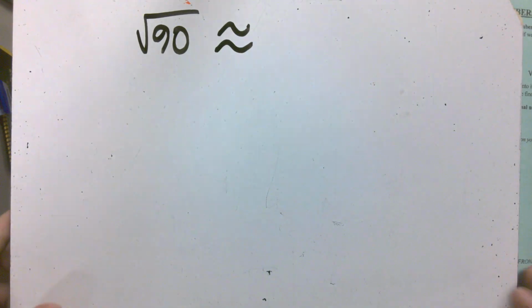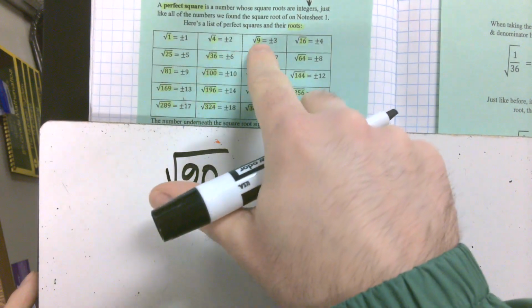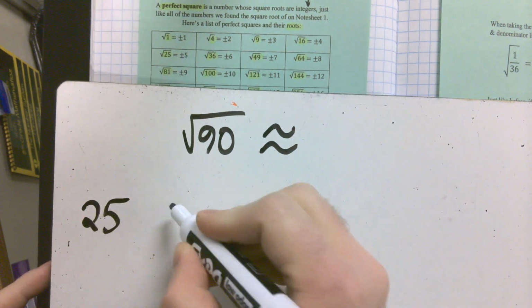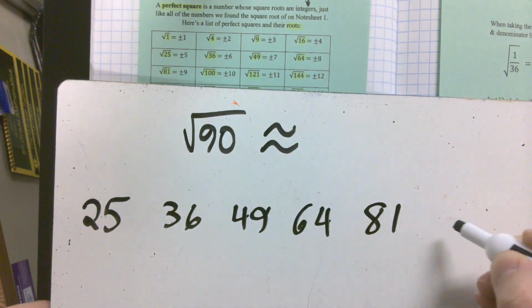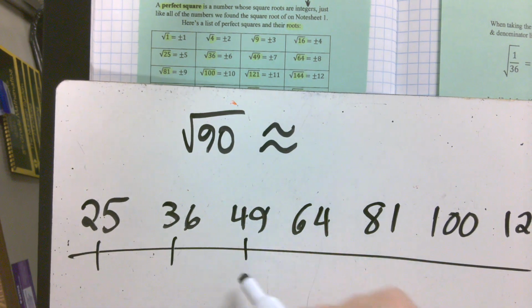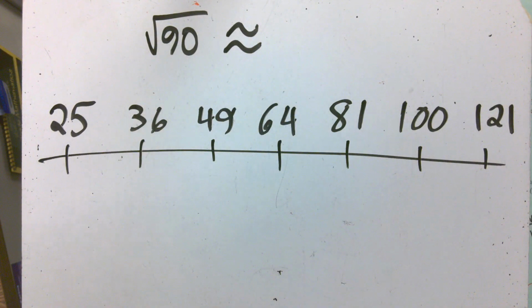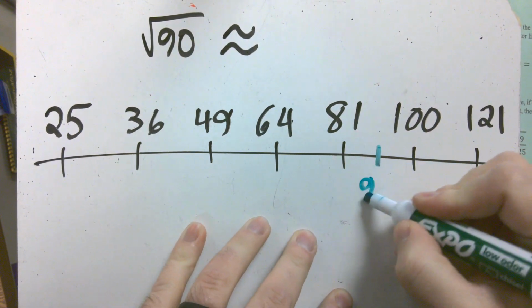All right? So if we look at our perfect square chart, we've got 1, 4, 9, 16, 25, all these different numbers. I'm going to start at 25. We've got 36, 49, 64, 81, 100, 121. Let's pretend all these perfect squares are on a number line, just like this. Where would 90 fall on this number line? Devin? In between 81 and 100, right? There would be 90.